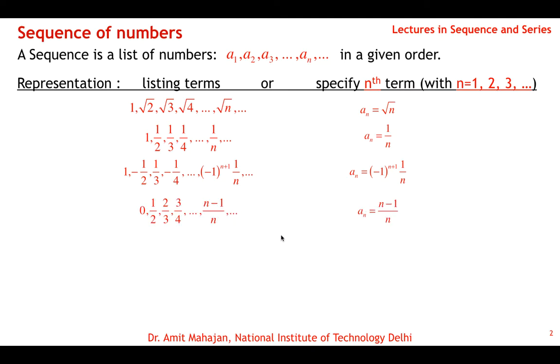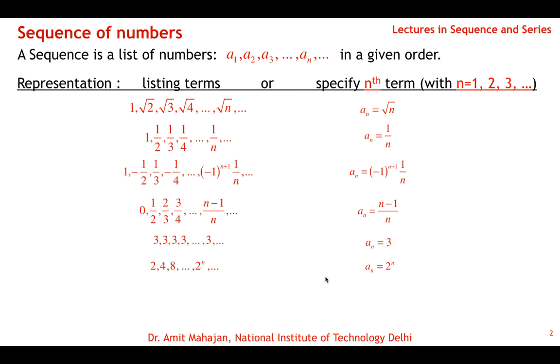Again, another sequence. As I said, the elements can be repeated, so they can occur multiple times. So this sequence 3, 3, 3, 3, and so on is also a sequence. And we can simply specify an as 3, where n varies as 1, 2, 3, and so on. And say maybe 2, 4, 8, and so on, 2 to the power n. It's again a sequence with the nth term simply written as 2 to the power n.